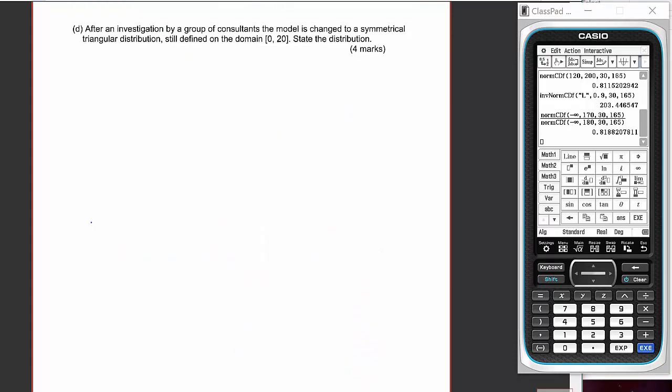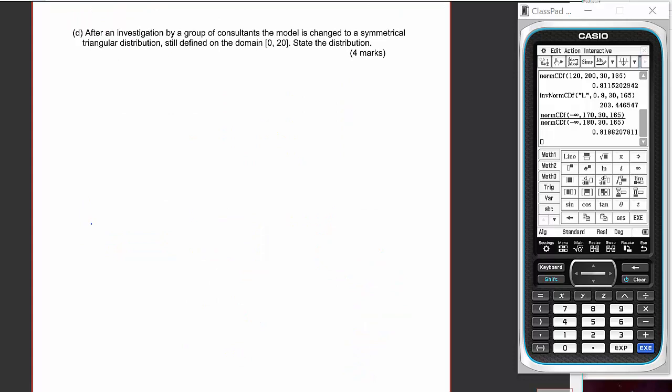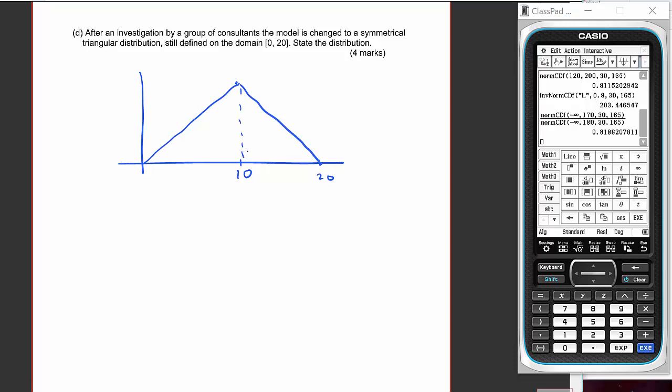Okay, so there's one more part to this question. After an investigation by a group of consultants, the model is changed to a symmetrical triangular distribution, still defined on the domain 0, 20. State the distribution. So if it's symmetrical, then the maximum point must be here at 10. So it's going to go something like this. Now, the base is 20. It's a triangle this time, so half times 20 times h must be equal to 1. So that gives me that h is equal to 1/10, or 0.1.